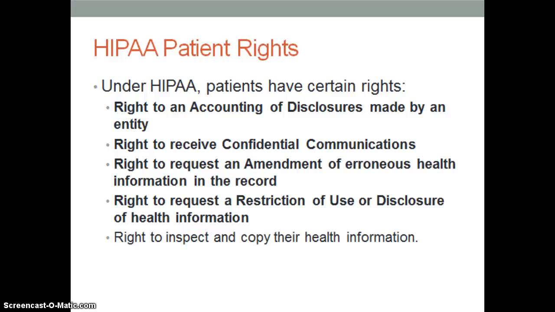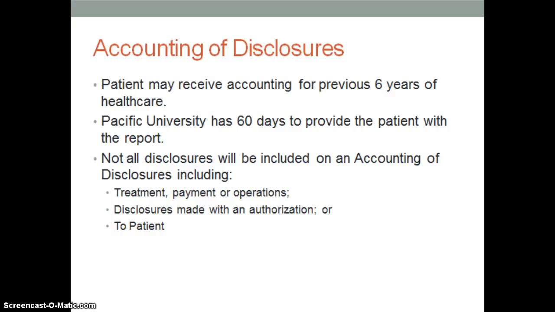So now we're going to quickly go through the 4 patient rights. The right to inspect and copy was in one of the first batches of policies, which included the authorization form to release information. But we're going to go over these top 4 here. So an accounting of disclosures is a report of all the disclosures that have occurred on a patient's record. Patients have a right to request and receive this for the past 6 years of healthcare.